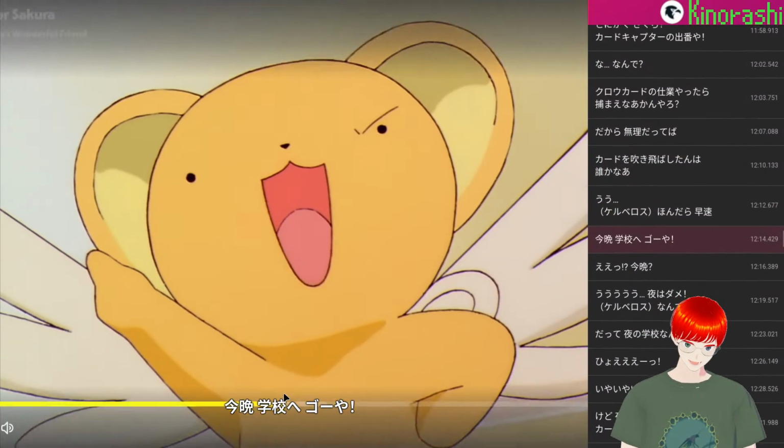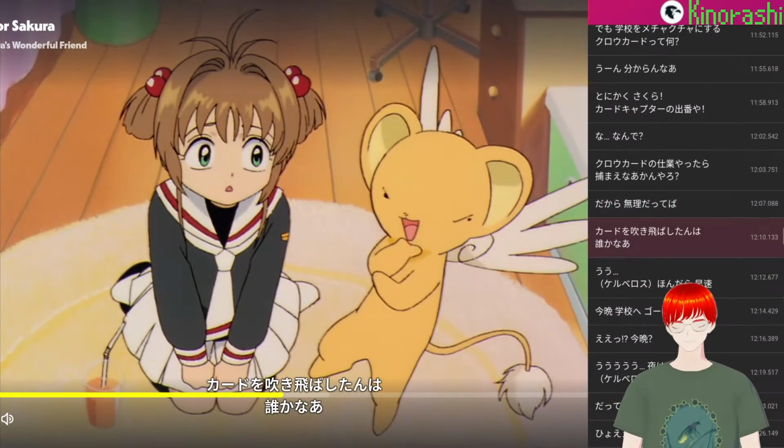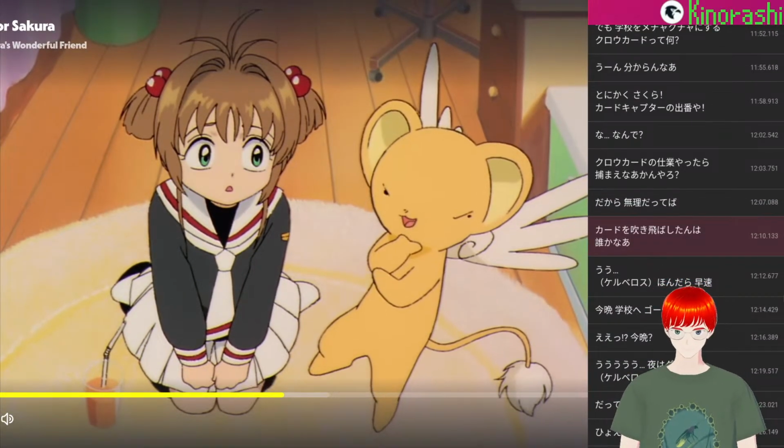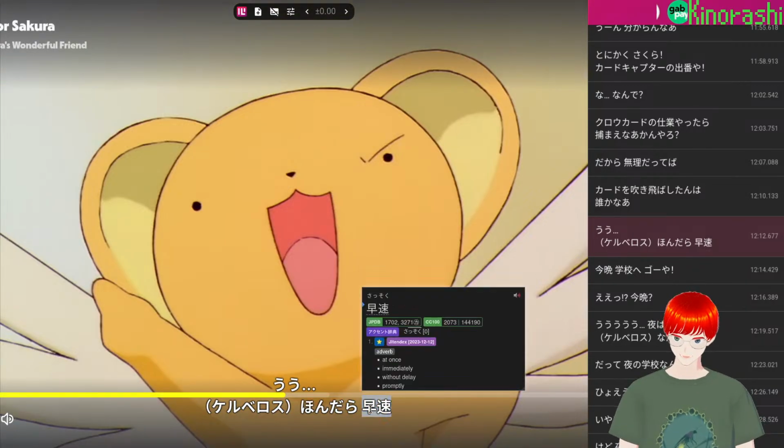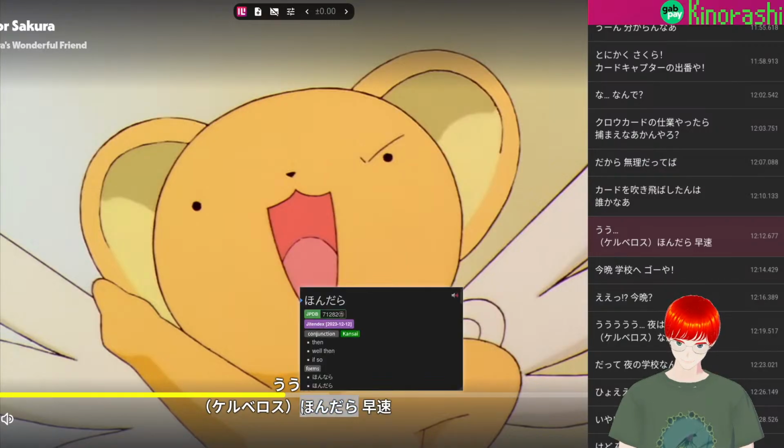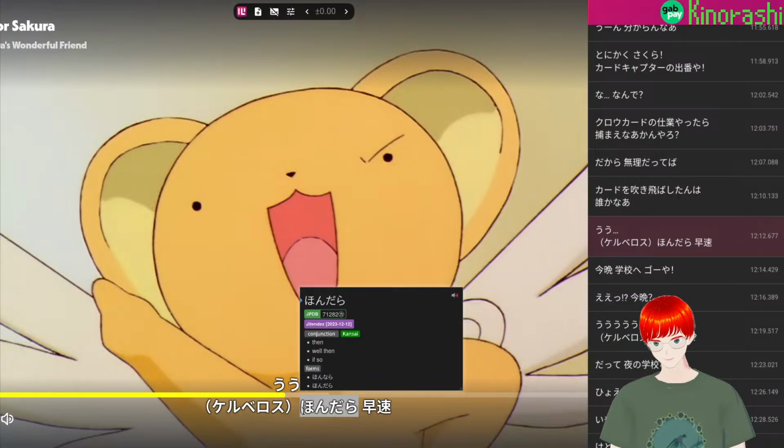ほんだら早速今晩学校へGOや。Hondara. Sasoku: at once, immediately, okay, and then hondara, Kansai. Then, well then. Hondara.